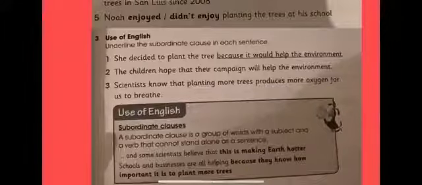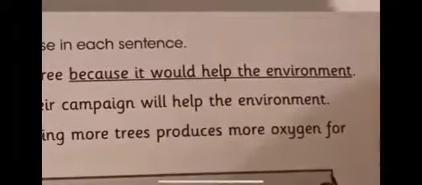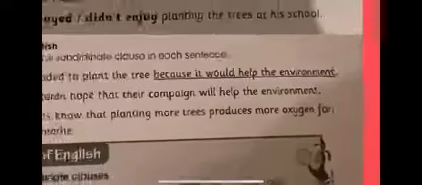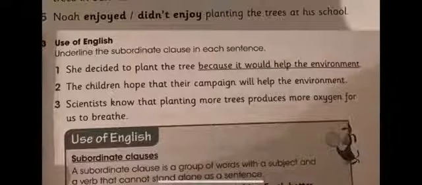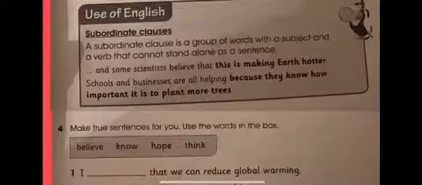But if we just read this, because it would help the environment. It's additional information, because it would help the environment. So this is a subordinate clause because it is not expressing the proper thought or main idea. The students hope that their campaign will help the environment. Their campaign will help the environment. That is a subordinate clause.